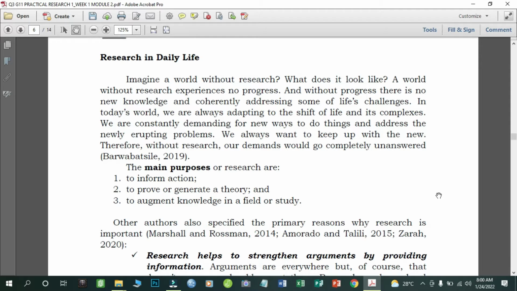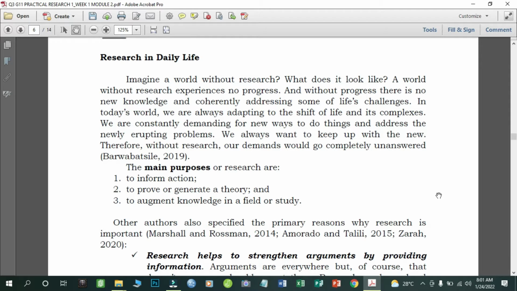Just like in our time today, we have this COVID-19 pandemic. We are seeking the vaccine, just like in our experience last year in the early stage of the pandemic. Most of those in the field of medicine continually search for the vaccine to fight the COVID-19 pandemic. Without that, I think we would still not be able to go outside right now. So through research we attain that progress.